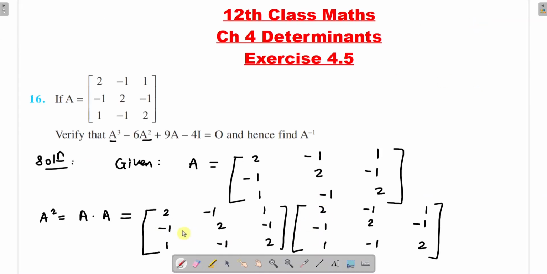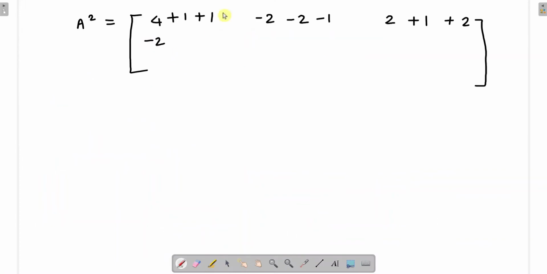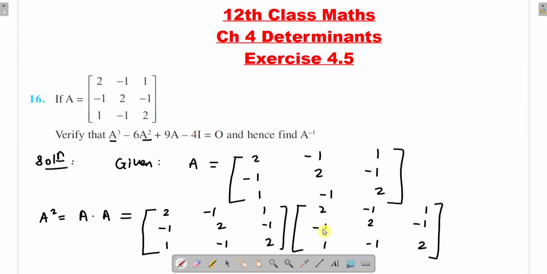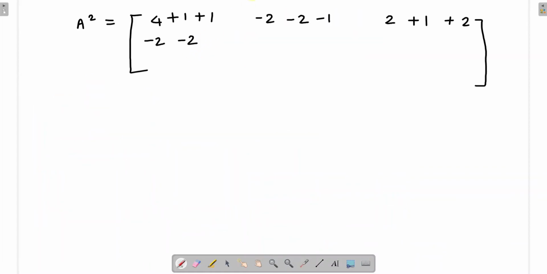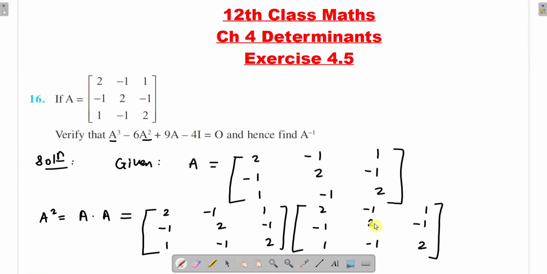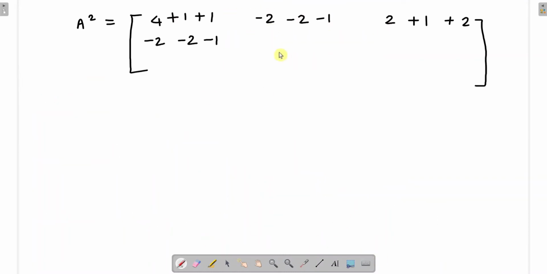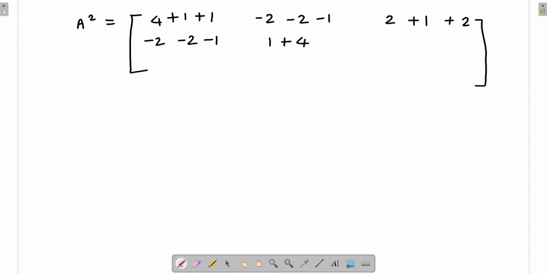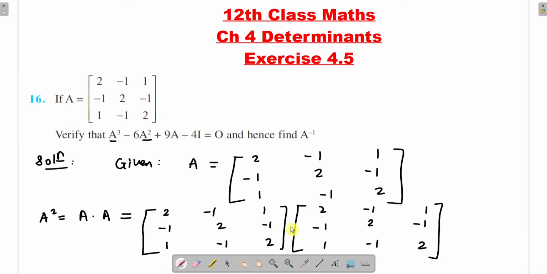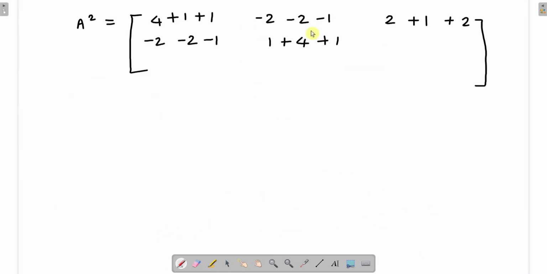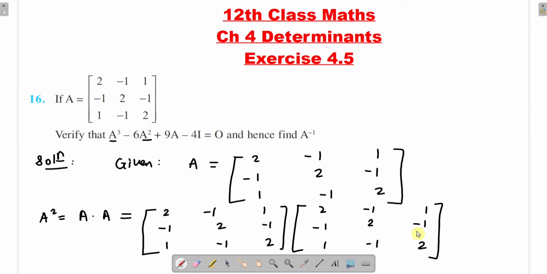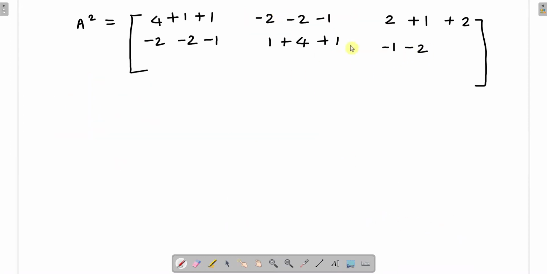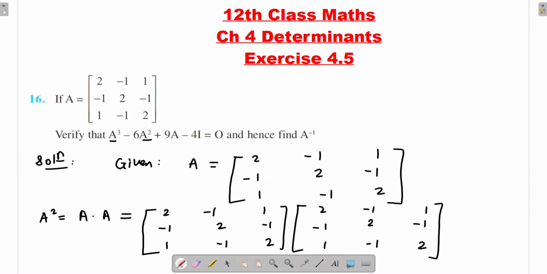Second row first column, minus 1 times 2 is minus 2, 2 times minus 1 is minus 2, minus 1 times 1 is minus 1. Second row second column, minus 1 times minus 1 is 1, 2 times 2 is 4, minus 1 times minus 1 is plus 1. Now second row multiplied by the third column, minus 1 times 1 is minus 1, 2 times minus 1 is minus 2, minus 1 times 2 is minus 2.